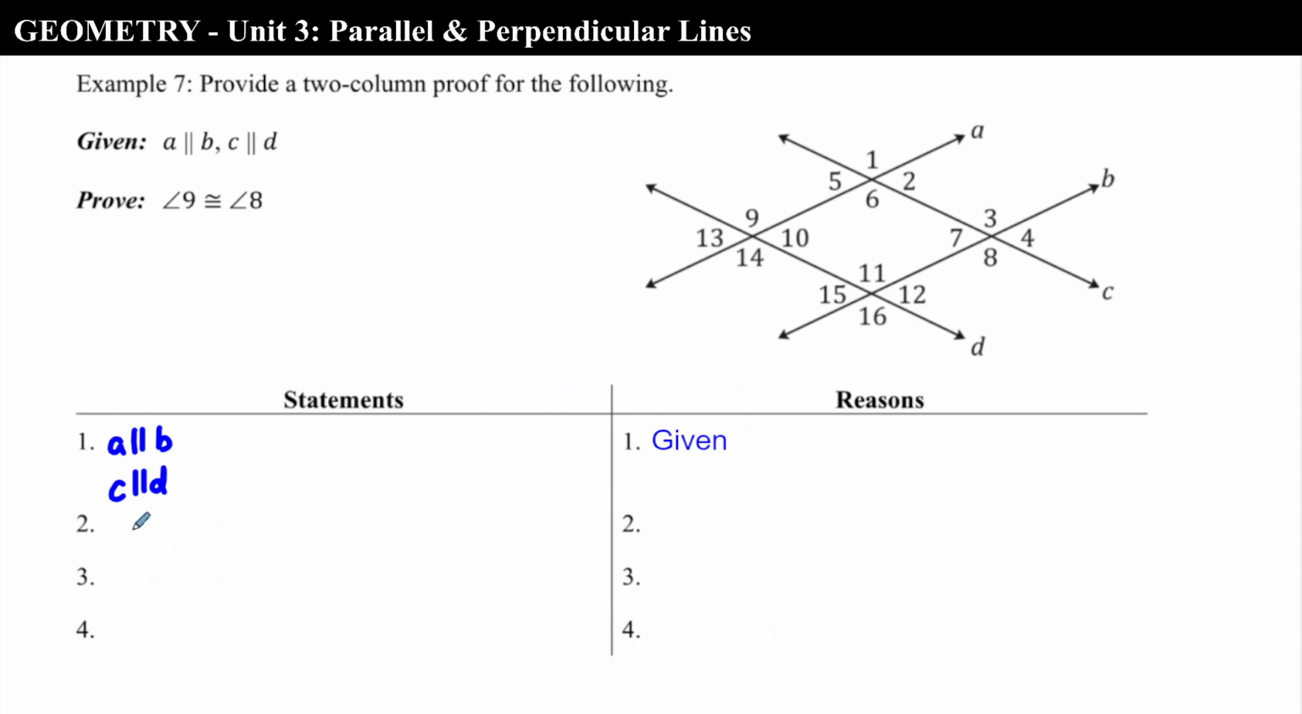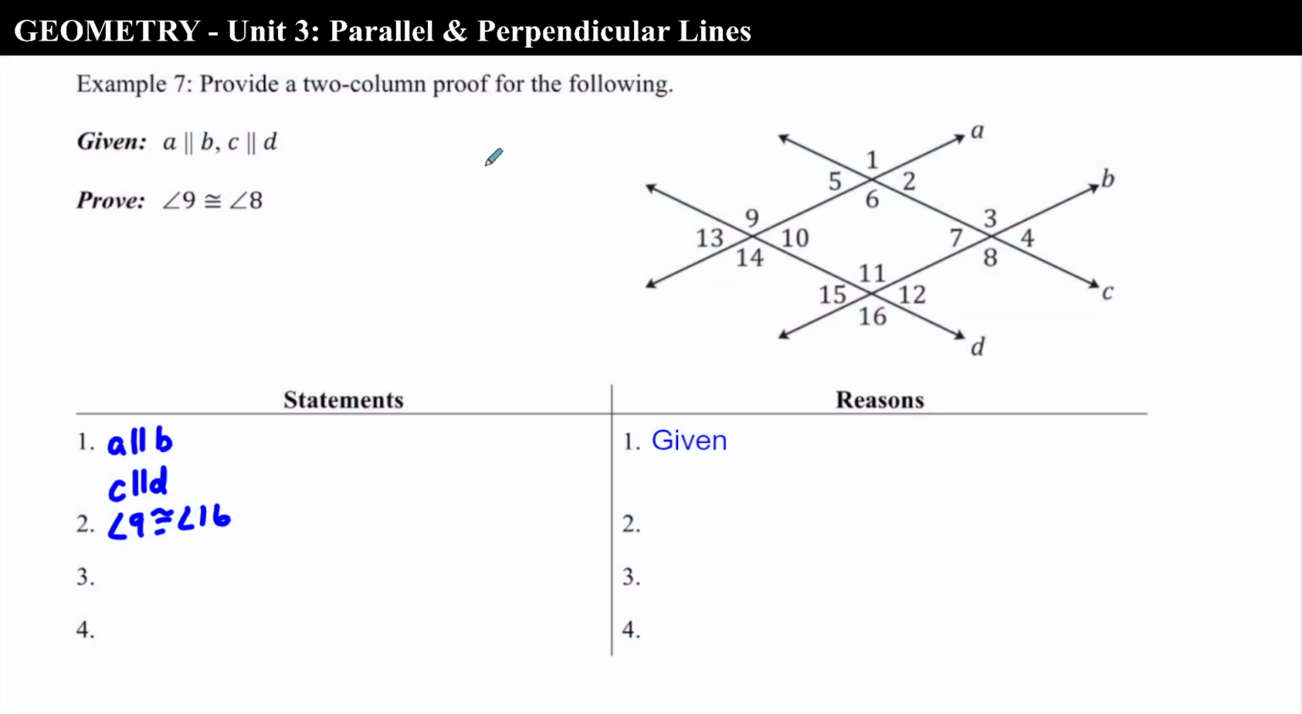All right, so now let's see what else we can say. Well, we're trying to get from angle 9 to angle 8. That's what we're trying to prove, that they are congruent. 9 is here, 8's all the way over here. So let's follow a path to get there. Let's follow the path going down. So we know that 9 and 16 are congruent. So let's write that. Angle 9 is congruent to angle 16.